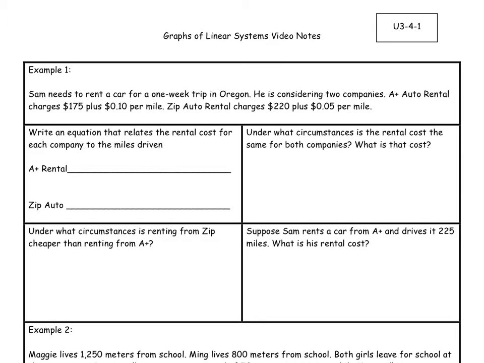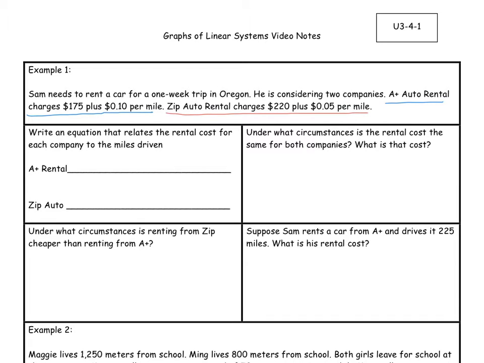There's two word problems we're going to work on, and in example 1, Sam needs to rent a car for 1 week for a trip to Oregon. He is considering two companies. A Plus Auto Rental charges $175 plus 10 cents per mile, and Zip Auto Rental charges $220 plus 5 cents per mile. So we need to write systems of equations to represent this word problem.